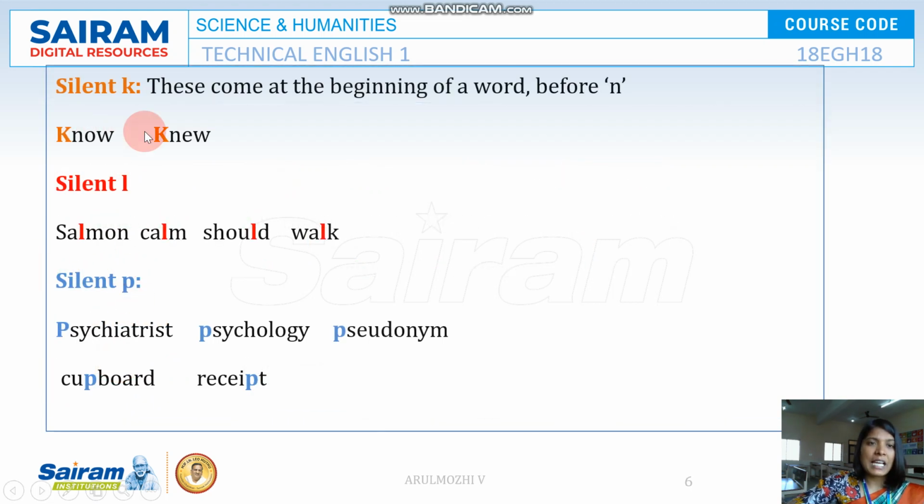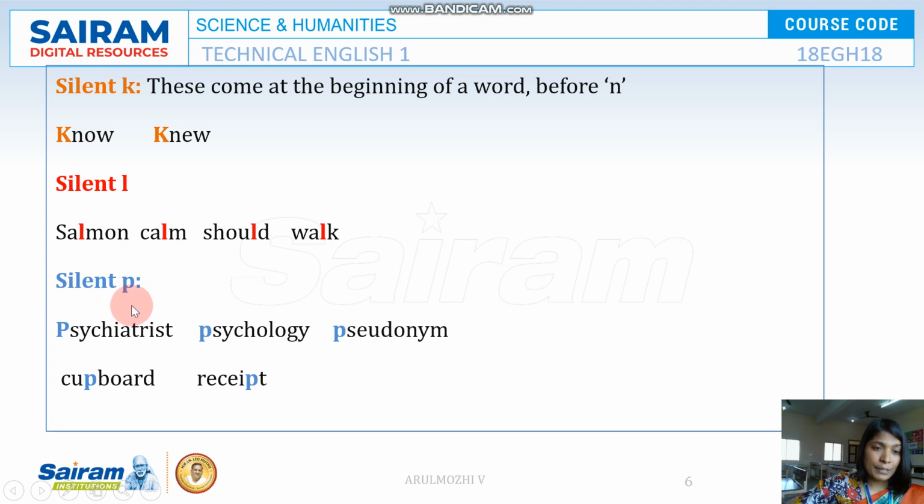And the next one is silent K. Silent K occurs before N. Take for example, know, new, knowledge. And the next one is silent L, and it is very common, as in salmon. Salmon is the name of a fish. And palm, should, walk. We say just walk. L is silent, but don't miss it out when you write the word walk.